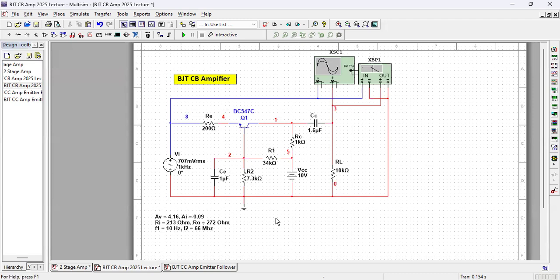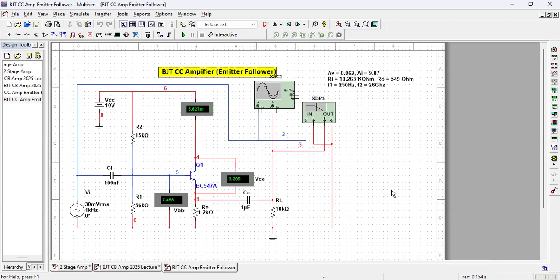Let's go to the common collector amplifier, which is called the emitter follower amplifier. That also we have discussed in our theoretical class. This is the emitter follower amplifier which I have already made. During my design I connected these ammeters and voltmeters to check that biasing is okay. So don't get worried about this. You also will connect them initially to check that biasing is okay.